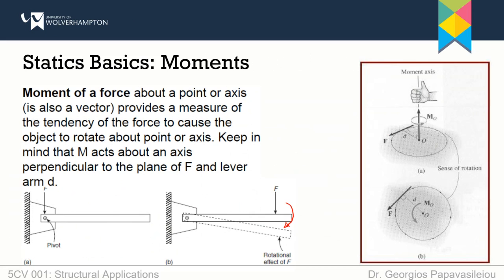Now, if you use your right hand and try to simulate the moment, the thumb of your hand will show you the direction of the vector of the moment. So in this case, if the moment is like that because this force points downwards, then the moment vector should be perpendicular, and in this case, moving towards the screen or the camera.